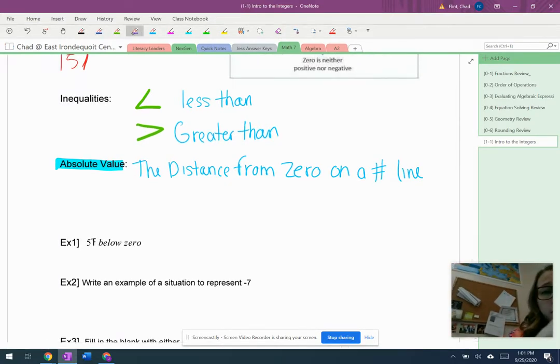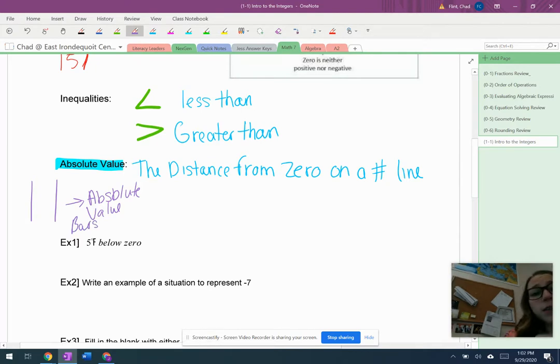So we look at absolute value. We have absolute value bars. These are called absolute value bars. Absolute. I spelled that wrong. There we go. Just erase it and try again. Absolute value bars.